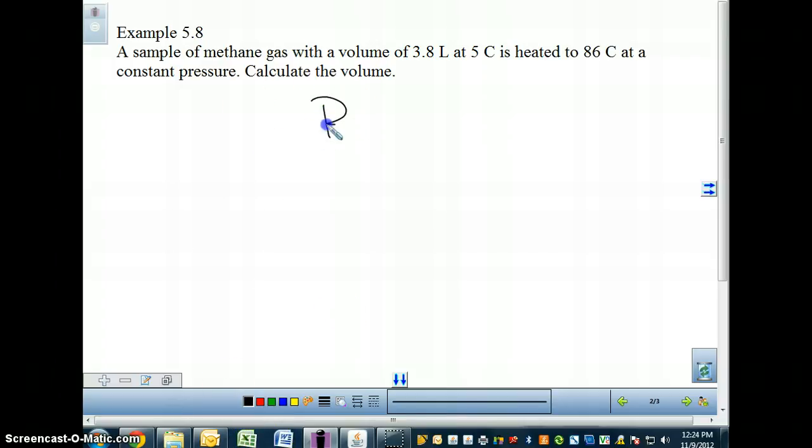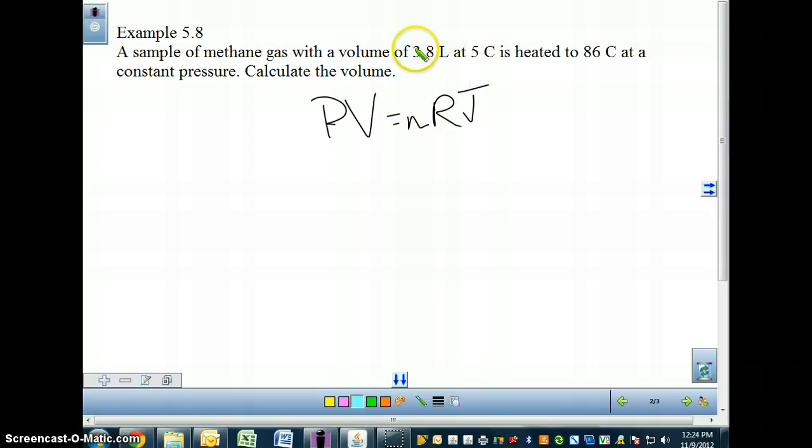I'm going to start out by writing my ideal gas law. PV equals nRT. I'm going to go through with my highlighter and highlight the things that are changing. I have a volume that is changing, and I have a temperature that is changing. Everything else remains constant. So the pressure, the number of moles, and R all remain constant.